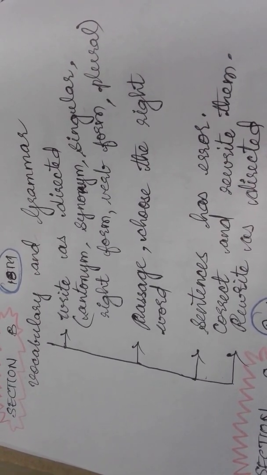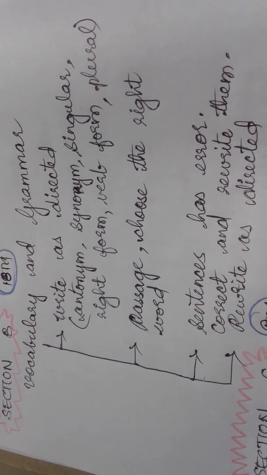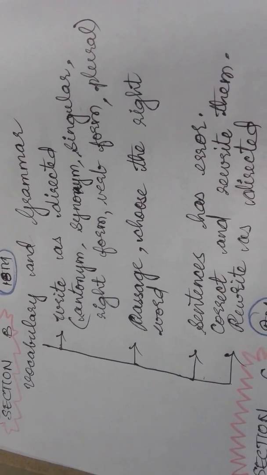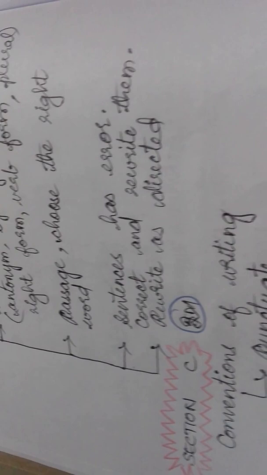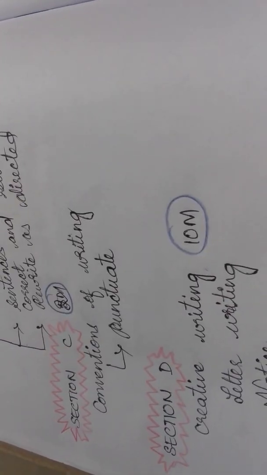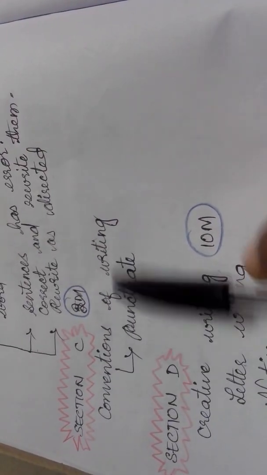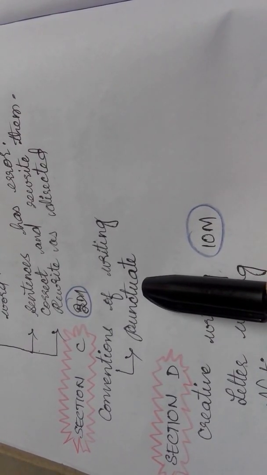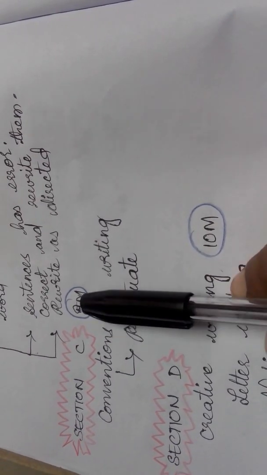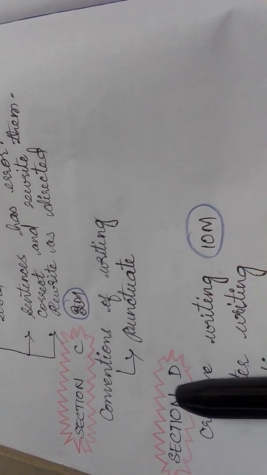This is the grammar part, and here from all the 4 units, whatever grammar part is there, that will be covered in this particular section. In section C, you have conventions of writing, which is punctuate. A worksheet is given on this. Check your worksheets, children. And here this is 2 marks.